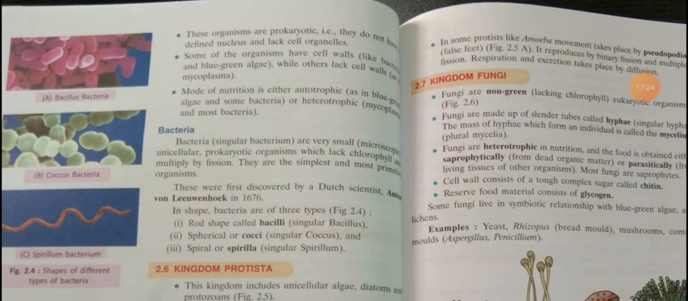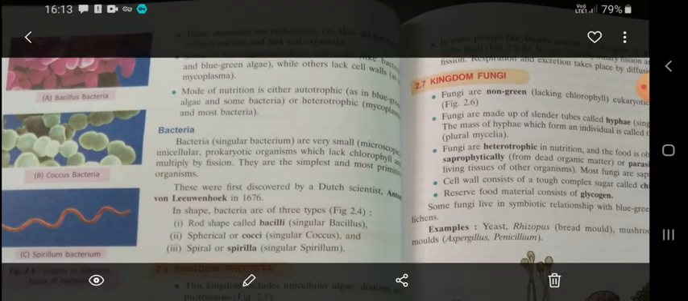we will read the characteristics of Monera. These organisms are prokaryotic. Prokaryotic means they do not have a defined nucleus and they lack cell organelles. Important point, some of the organisms have cell walls like bacterium and blue-green algae. They have cell wall. Who? Bacterium and blue-green algae. While others lack cell walls, like the mycoplasma, which doesn't have a cell wall. Mode of nutrition is either autotrophic, as in blue-green algae and some bacteria, or heterotrophic in mycoplasma and most bacteria.